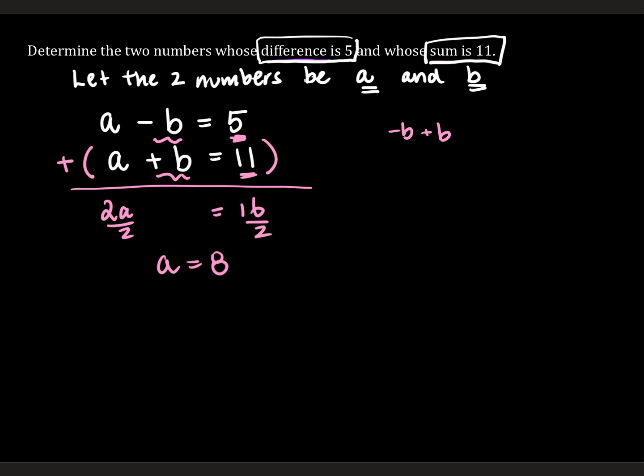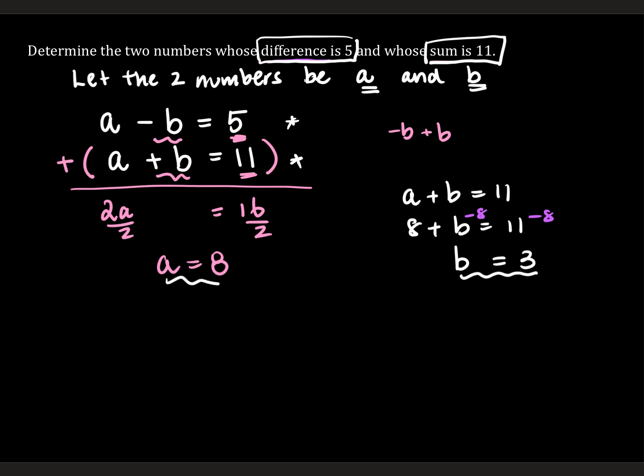Now I want to know what B is. Well, I know I can use either of these equations here. I'll use the second. A plus B is 11. 8 plus B is 11. What's that going to be? What do I have to add to 8 to get 11? Well, simply take 8 off both sides. B is 3. So I've got A is 8 and B is 3. So I'm going to write the two numbers are 8 and 3. And we can just check. Their difference is 5. 8 and 3, yes, their difference is 5. Their sum is 11. I know I'm correct.